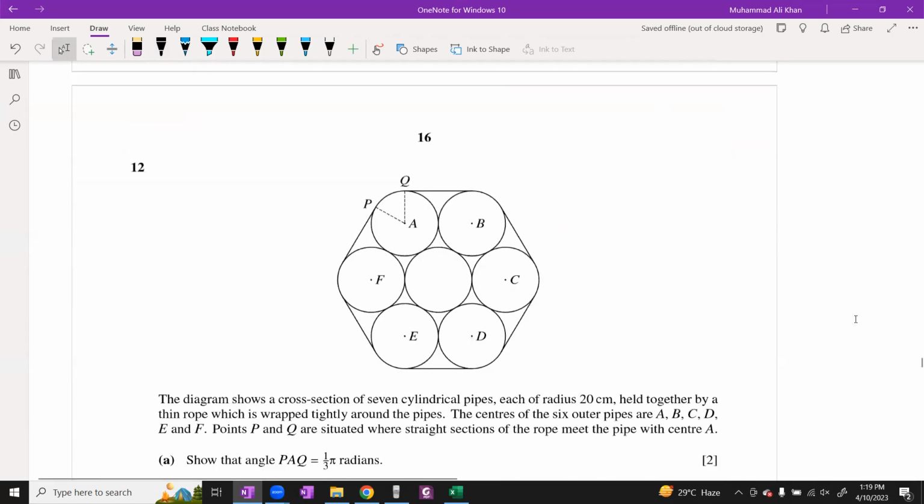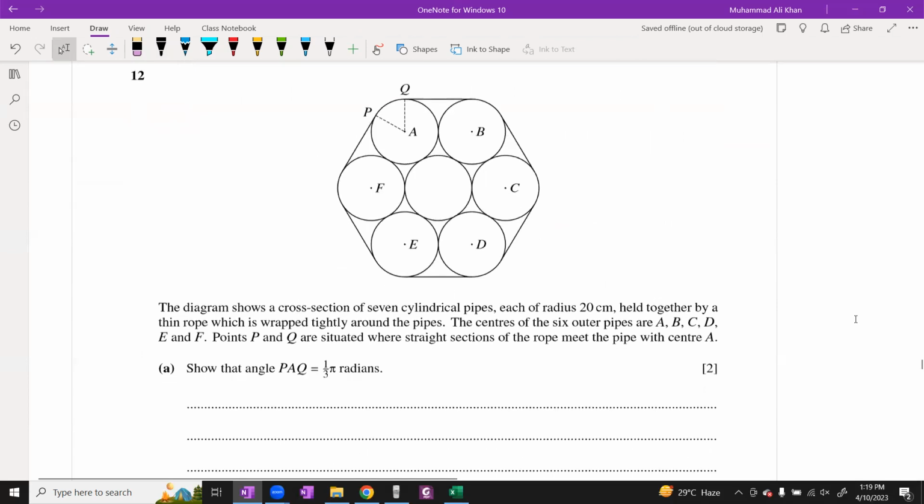Now, question number 12. A question on circular measures has been given. What does it say? The diagram shows a cross section of 7 cylindrical pipes, each of radius 20 cm, held together by thin rope which is wrapped tightly around the pipes. The centers of the 6 outer pipes are A, B, C, D, E and F. Points P and Q are situated where straight sections of rope meet. With center A, show that angle PAQ is pi by 3 radians.